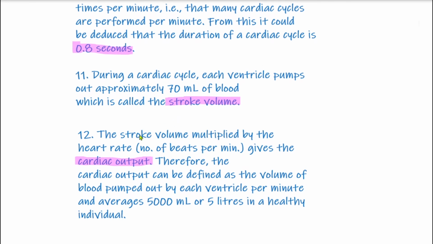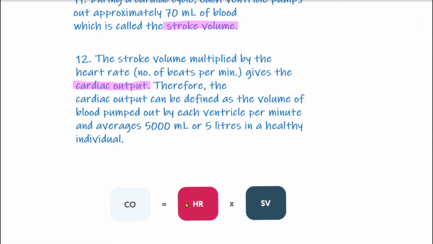And if we multiply the stroke volume by the heart rate, we get the cardiac output. And what is cardiac output? Cardiac output is the volume of blood pumped out by each ventricle per minute. Stroke volume was volume of blood pumped out by each ventricle per cardiac cycle. But the cardiac output is volume of blood pumped out per minute.